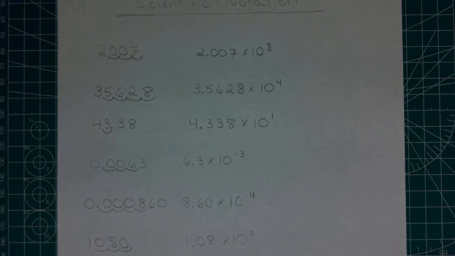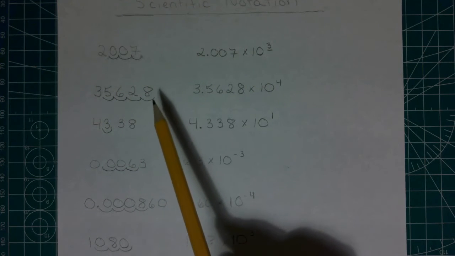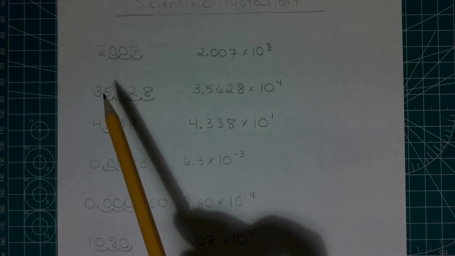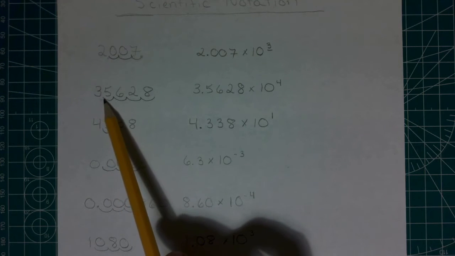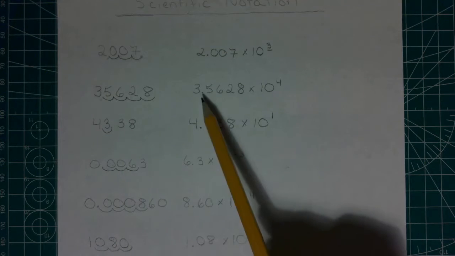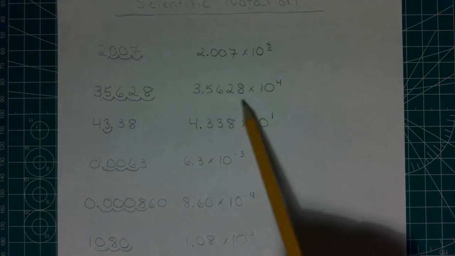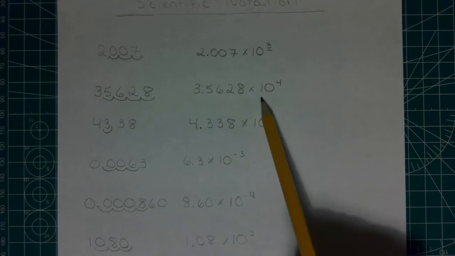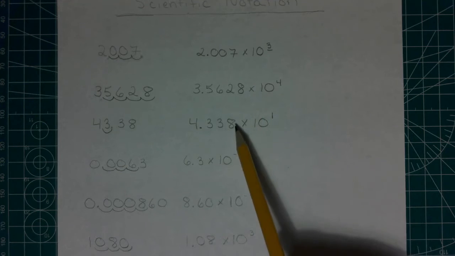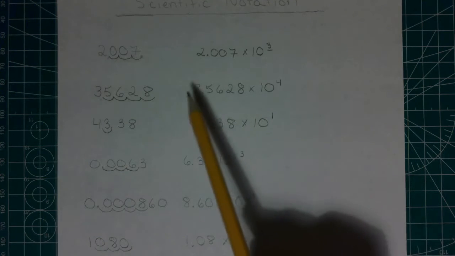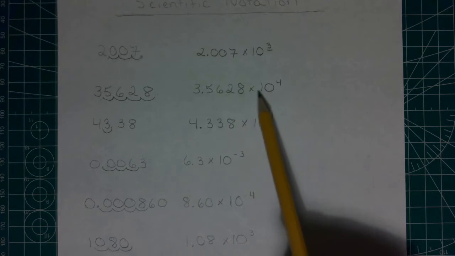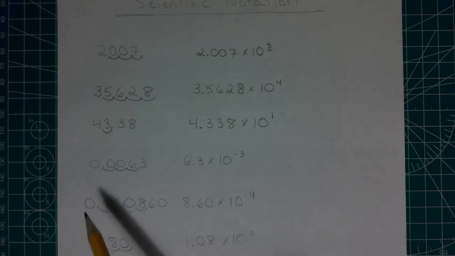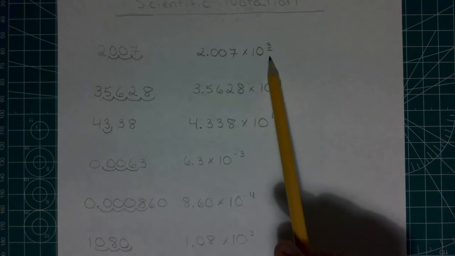If we had a larger number like this one, we're going to move it over 4 times, again, to the place right after the digit. I want my decimal place right after that first digit. And I'm going to write out all my significant digits. And this time I'm going to write it times 10 to the 4. Okay? Notice that when we took a big number and made it a smaller number, we get a positive exponent up here.